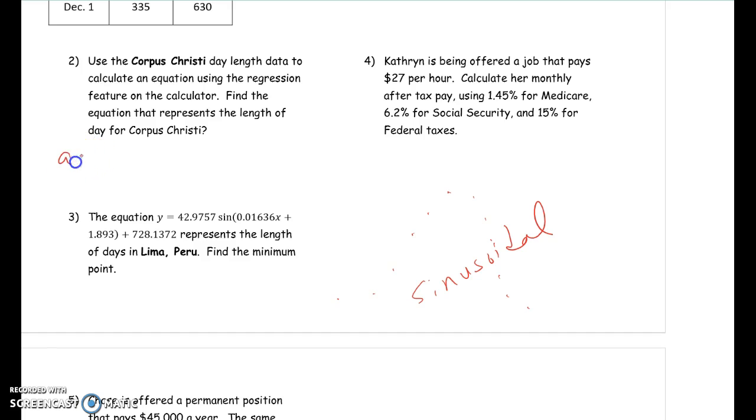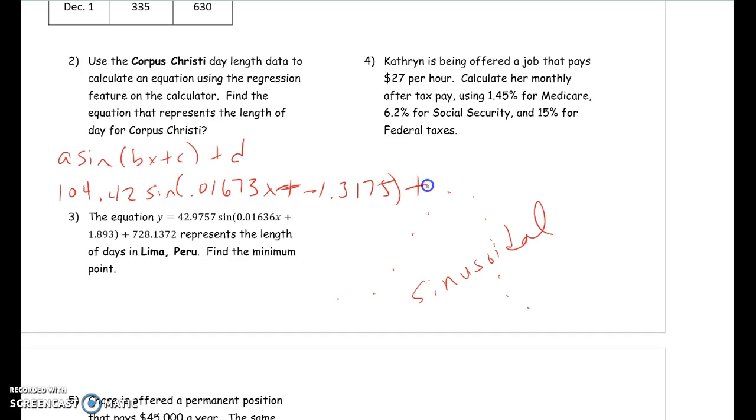It has A sine bx plus c plus d, and it tells me that the A is 104.42. It tells me that the B is 0.01673. The C is negative 1.3175. And then the D is 726.399. Oh my gosh. Okay, so that's what it's giving me. So I'm going to go with it. Yay. All right, number 3.